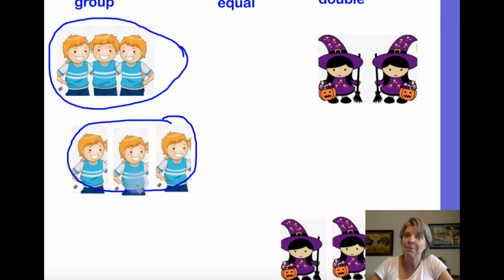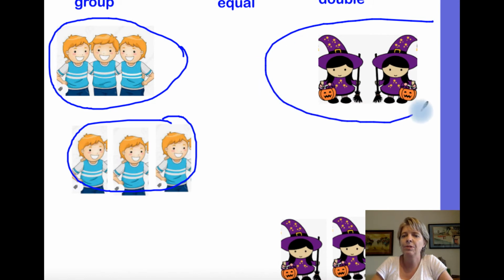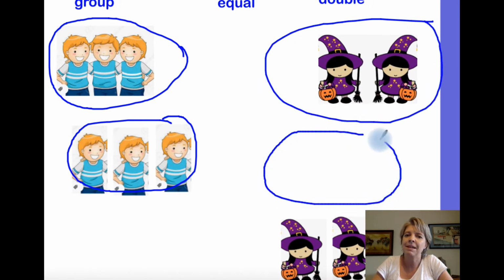We also call it double because there's 3 and there's 3. It's double. Remember Jack Hartman taught us to sing our doubles yesterday? Over here we have 2 girls. If I said to you, please make me an equal group, how many girls are you going to put into here? How many of the witches?